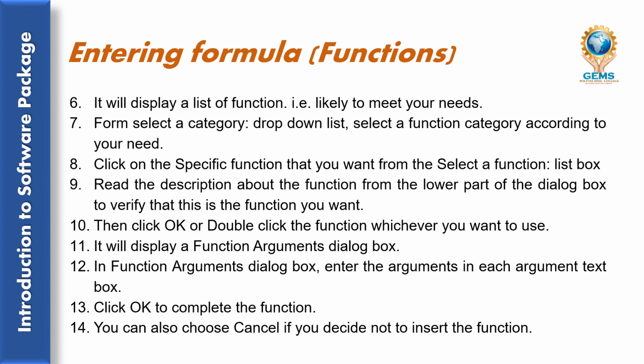Read the description of the function from the lower part of the dialog box to verify that this is the function you want. Then finally you can click OK or double-click the function, whichever you want to use. It will display the Function Arguments dialog box. In the Function Arguments dialog box, enter the argument in each argument text box. Click OK to confirm the function. You can also choose Cancel if you decide not to insert the function.